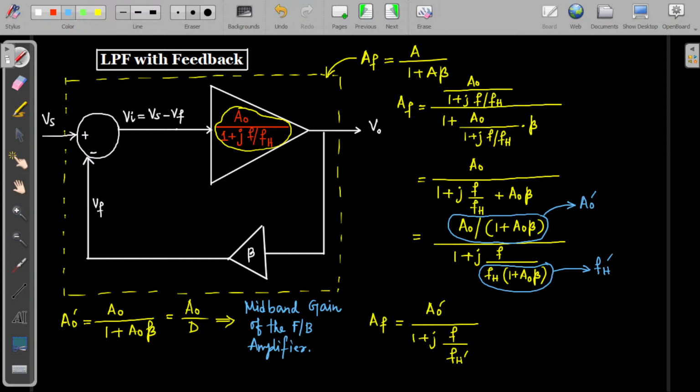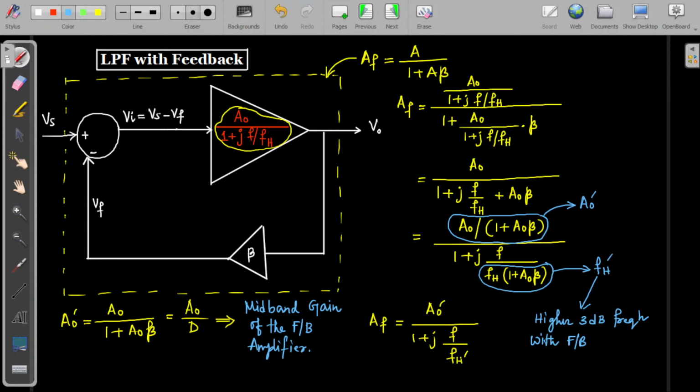And what is this FH dash? FH dash is called the higher 3 dB frequency, higher 3 dB frequency with feedback. So these two terms are important.